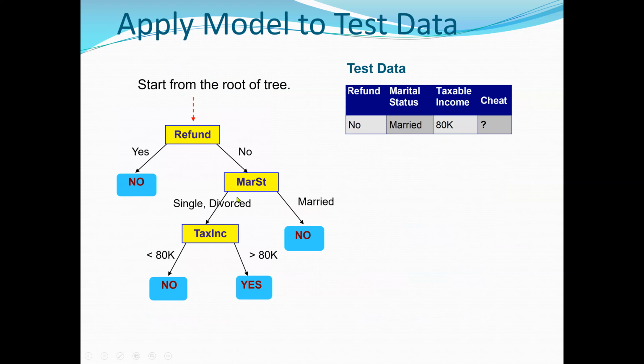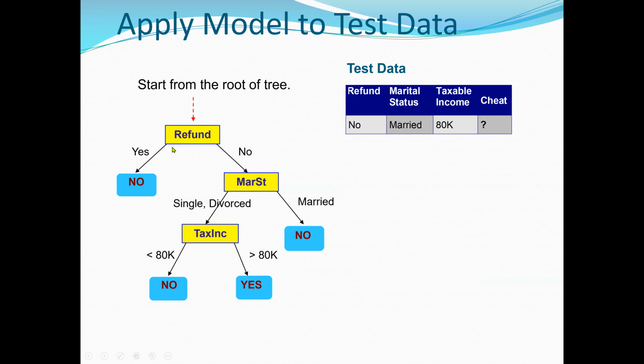So now we have one data set here, the test set. There's no refund. The taxpayer is married. His taxable income is 80,000, but we don't know if it's yes or no for cheat. So now the decision tree model that we built with the training set is going to make a decision. It's the same decision tree we have. This is the model now.